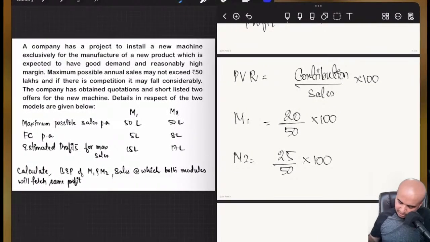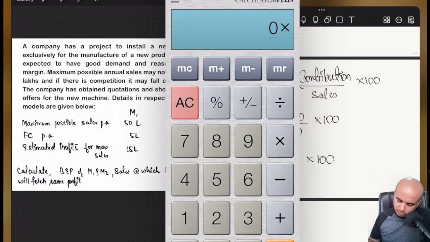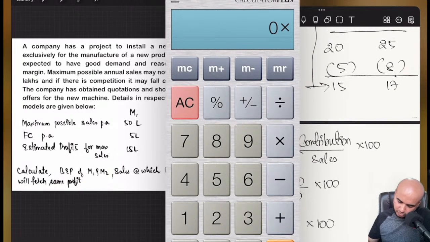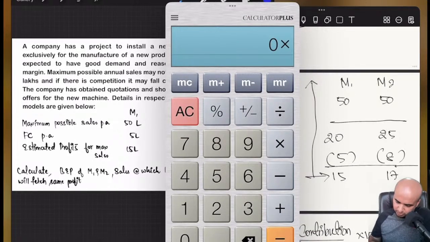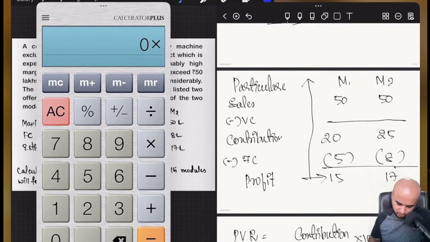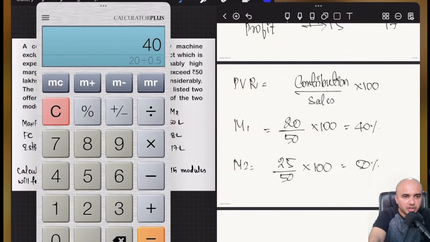Let me just bring up a calculator. 20 divided by 50 as a percentage, this would be 40 percent. And this one is anyway 50%, no need to calculate also. So we have now identified the PV ratio of both M1 and M2.